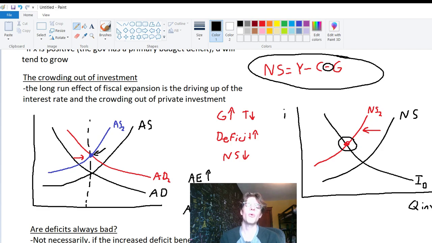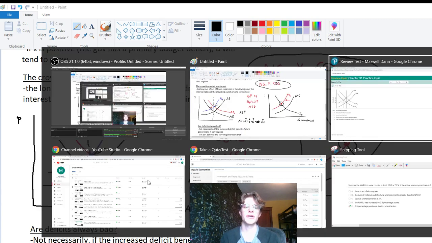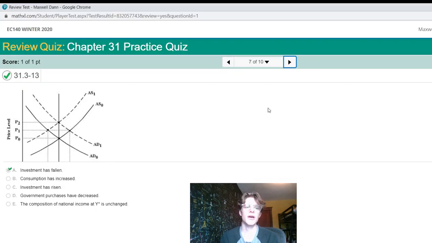So when our investment goes down, in order to make this AE curve go up, the other three variables in some proportion have gone up. And we call that the crowding out of investment, because we still see an increase in the price level, right? This is the price level, but investment has been crowded out. So investment has fallen.